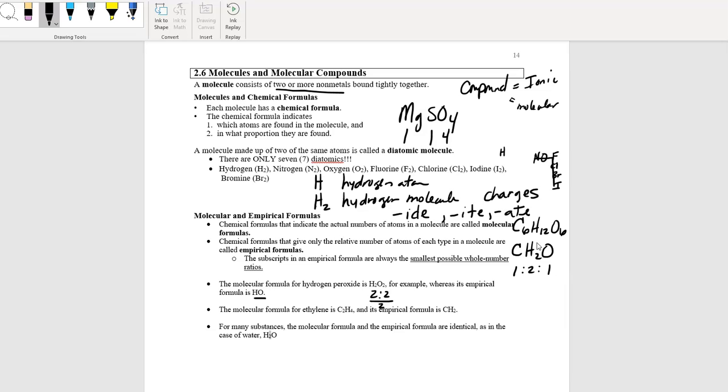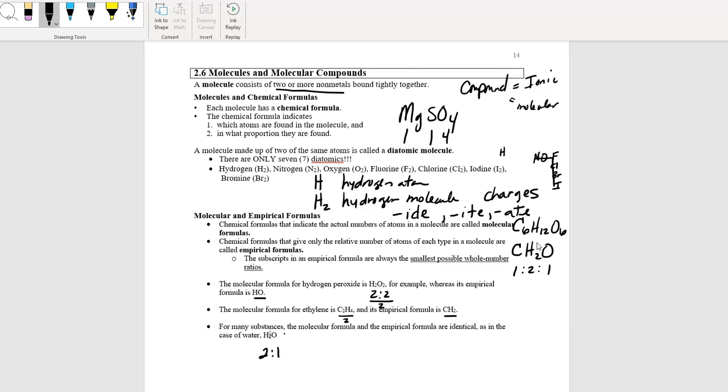Or if I took the molecule C2H4 and divided each by 2, I get the empirical formula CH2. Very rarely can the molecular and empirical formulas be the same, but it does happen, like with water. Water is a 2 to 1 ratio. I can't reduce it because you can't have half of an oxygen. You either have it or you don't.